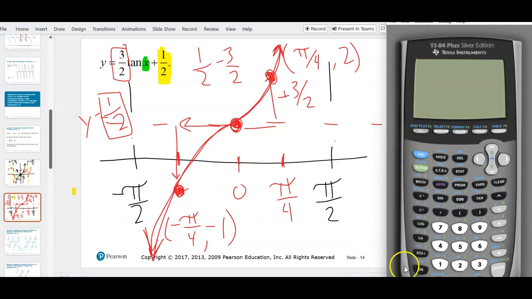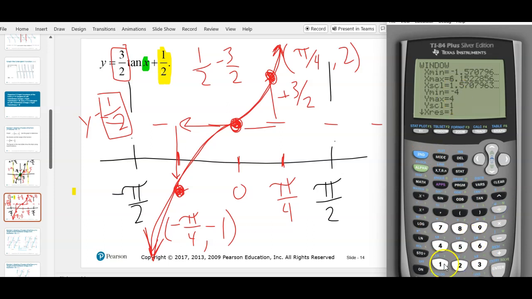Again, I always graph it to verify. So I'm going to do y equals, clear that out. This is 3/2 times the tangent of x. I'm going to close the parentheses and then add a half. Then I'm going to hit window. Remember, I always change my window. My left side is negative pi over 2. So remember, this is minus, so you want the one underneath the 3. Negative pi over 2.